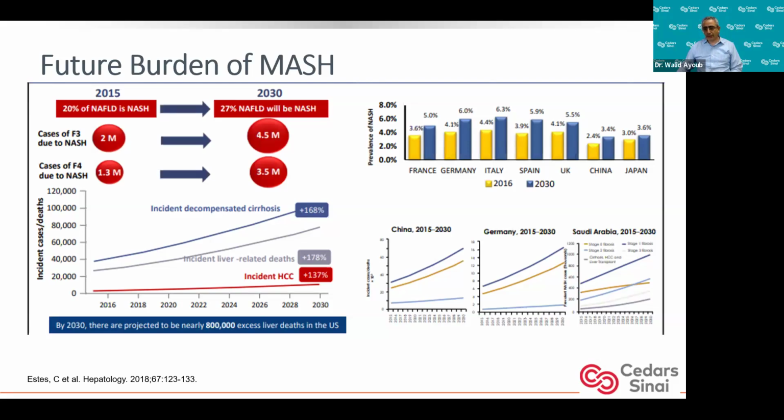And this is not a problem just unique to the United States. Even in the world, if you look at France, Germany, Europe, or Asia, the prevalence of fatty liver is also expected to increase during that time. So the increase in health cost implications, complications to the patient, and mortality is expected to increase in the whole world, not just in the United States.